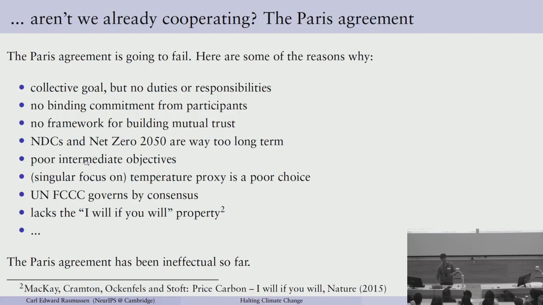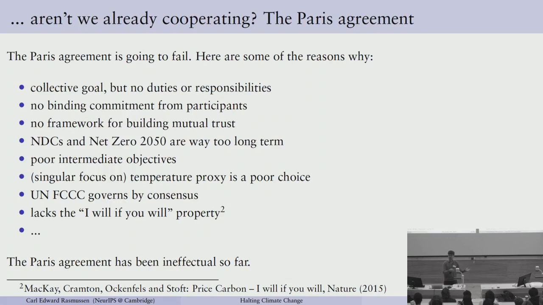So if you analyze the way the objectives are set, they're not really aligned to the thing that we're interested in. There's a singular focus on the temperature as a proxy, and I think this is a very bad thing for several reasons. One of them is that temperature is very difficult to measure. It fluctuates, it's stochastic from year to year. It's difficult to measure because it requires integration over the entire world.